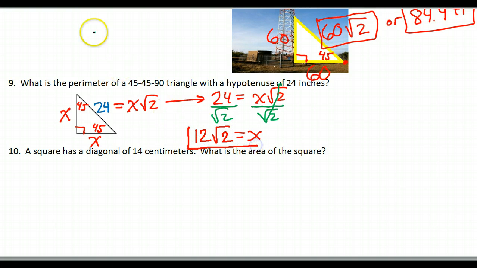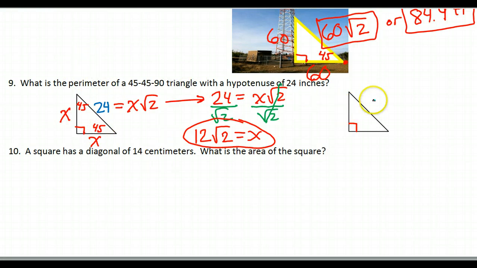Well, that's not the answer. I don't know why I'm putting a box around it. Maybe a circle, perhaps. Because that's something, but that's just x. So now we know what these sides are. If I go ahead and fill them in, I've got the 24 that I was originally given, and now I've got this 12 radical 2, 12 radical 2.